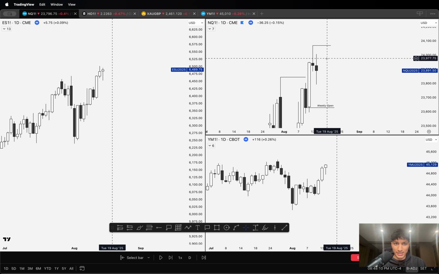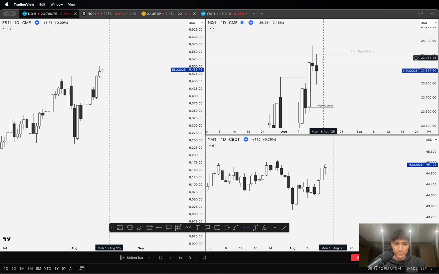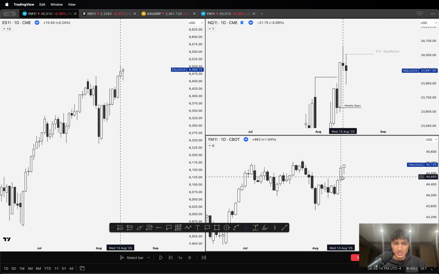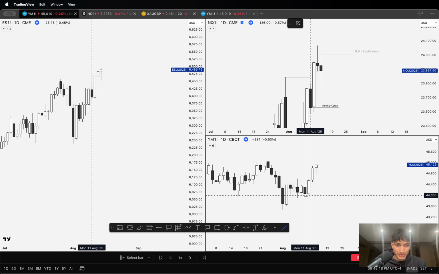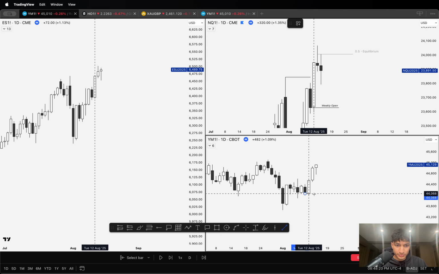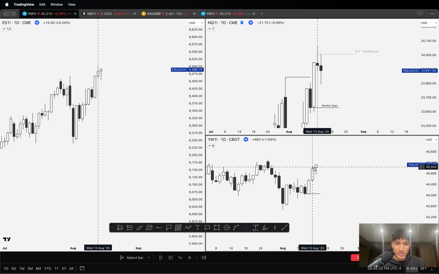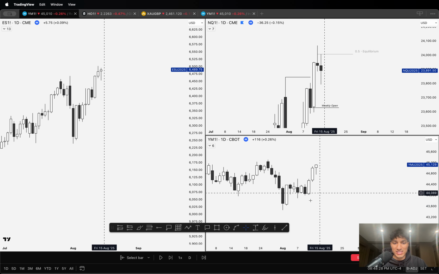Now, why do I think that? So let's keep this equilibrium mark in here, right? And now let's look at the other markets. Let's look at YM. As we can see, YM is a very similar story, right? We have our weekly open here. We trade lower on Monday, then we expand for 1, 2, 3 consecutive days of expansion.